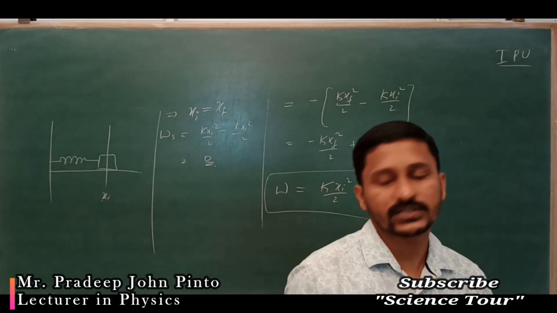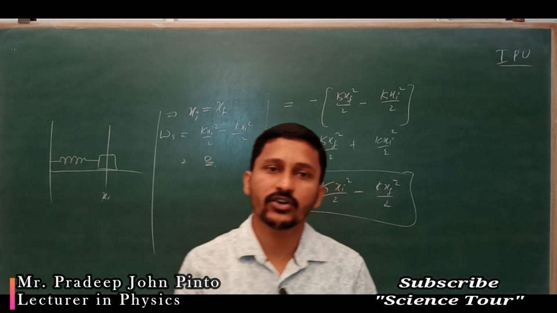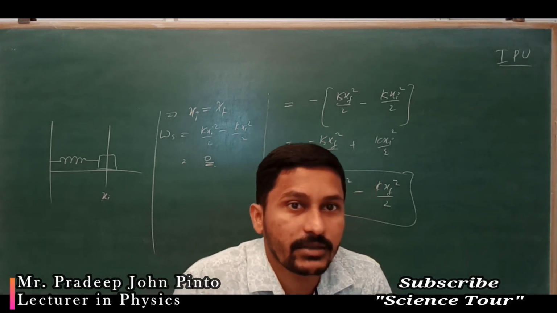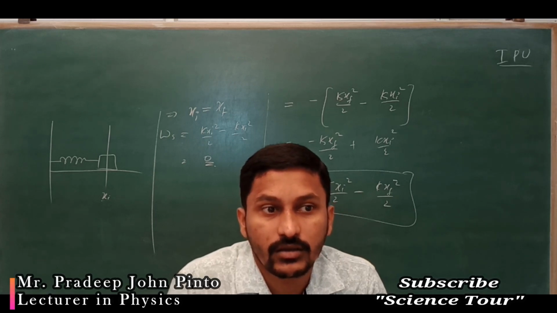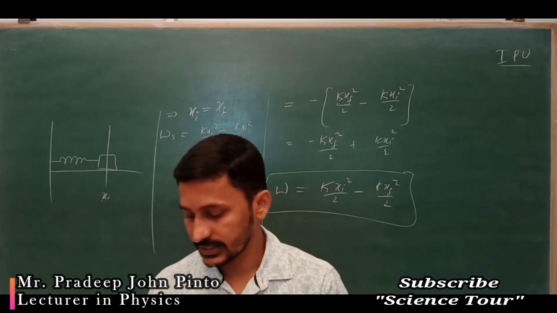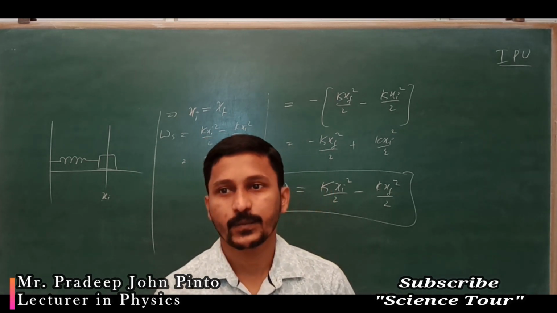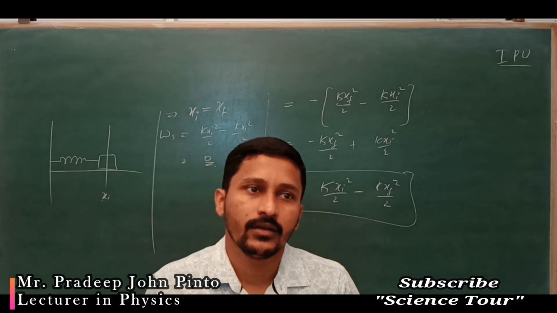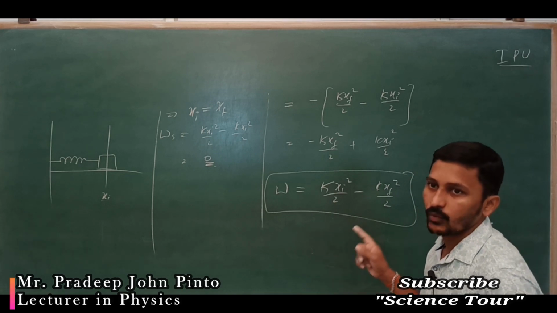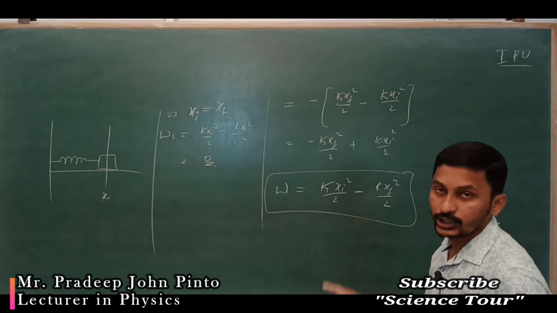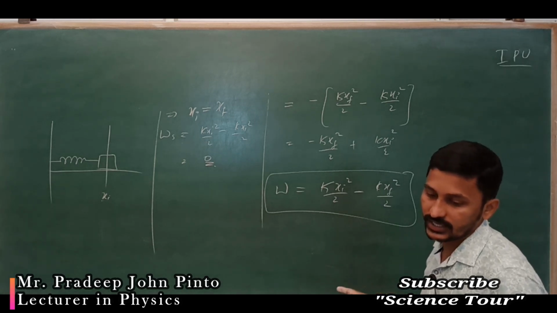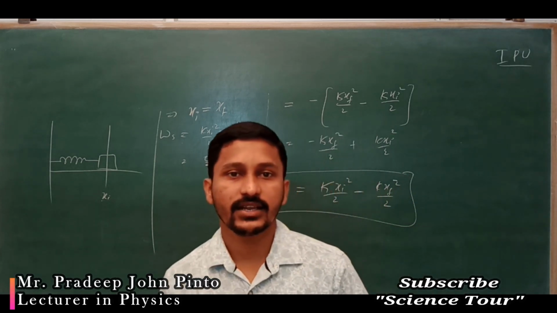What is the meaning of this statement? What we have considered is that the spring is coming back once again to the initial point. Then what is the case? Work done is 0, we got. It means that work done depends only on the initial and final points for the spring.